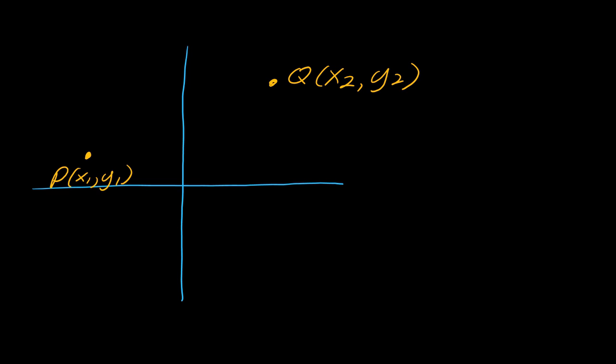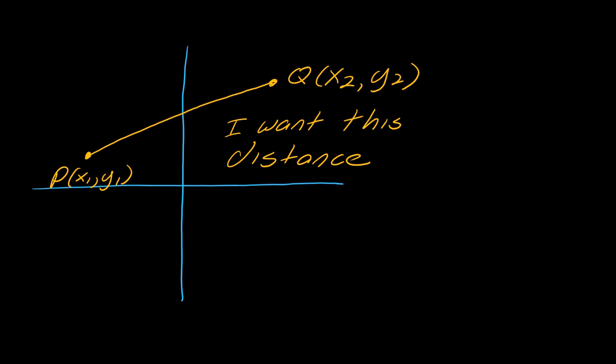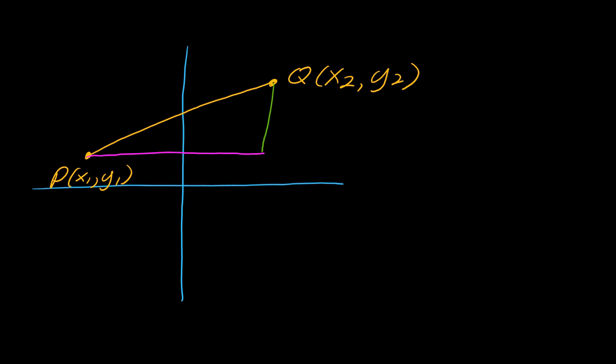Just to show you this, you don't really have to remember the formula in some ways. So let's say I've got my two points. There's my P and my Q. I want the distance between them. You can draw out a right triangle from that distance, and then you can figure out what these two distances are. This distance would be y2 minus y1, and this one would be x2 minus x1.